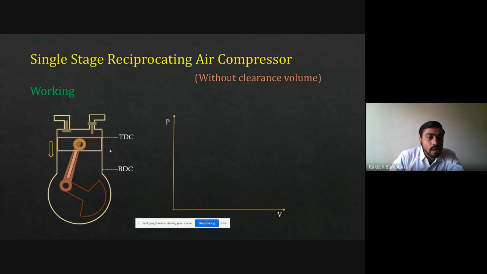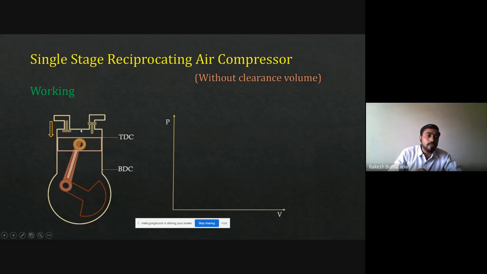Okay, thank you. When the piston moves from TDC to BDC, the volume between the piston and cylinder head will increase. You can logically think that. We are all aware that volume is inversely proportional to pressure. Due to the increase in volume, pressure will decrease. So the pressure will get slightly lower than atmosphere.